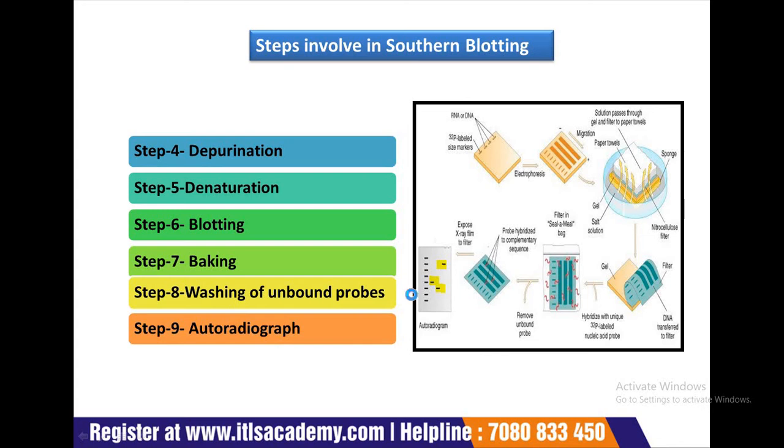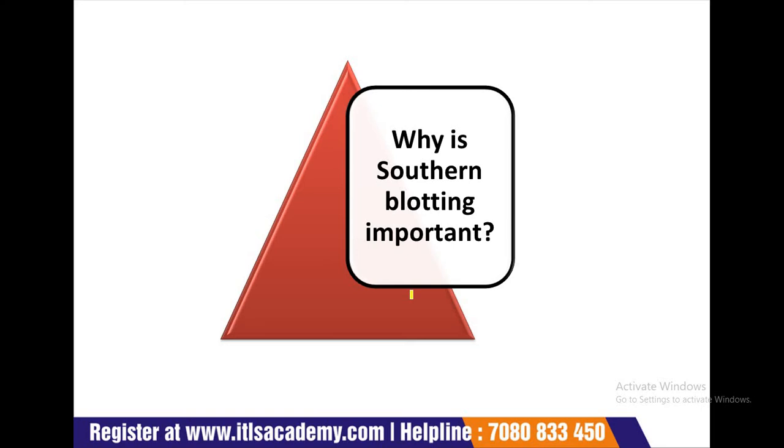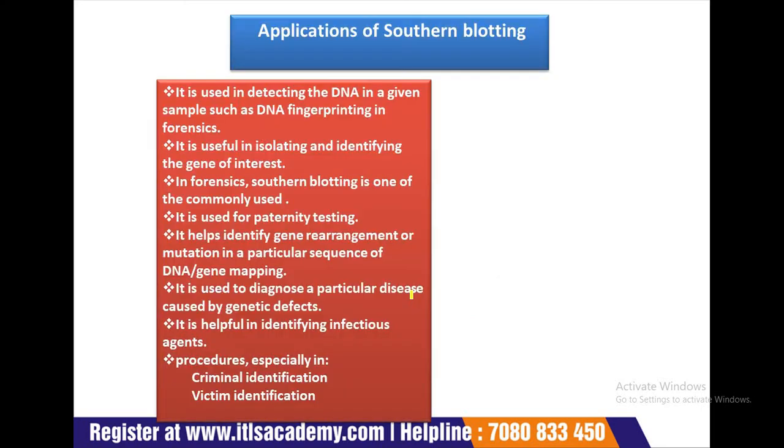So now the question arises here: why is Southern blotting important? Southern blotting is designed to locate a particular sequence of DNA within a complex mixture. For example, Southern blotting could be used to locate a particular gene within an entire genome. The amount of DNA needed for the technique depends on the size and specific activity of the probes. So now, the applications of Southern blotting.